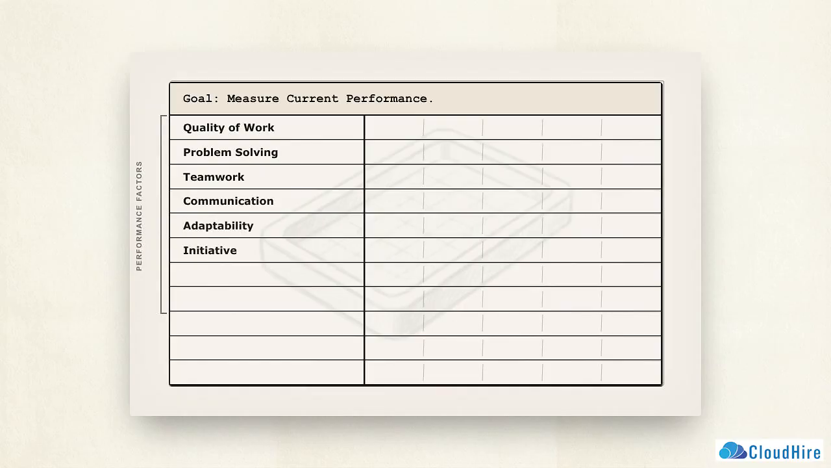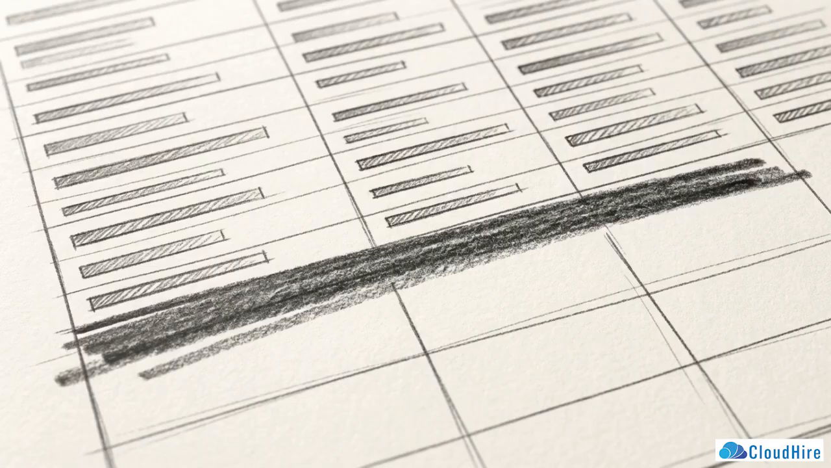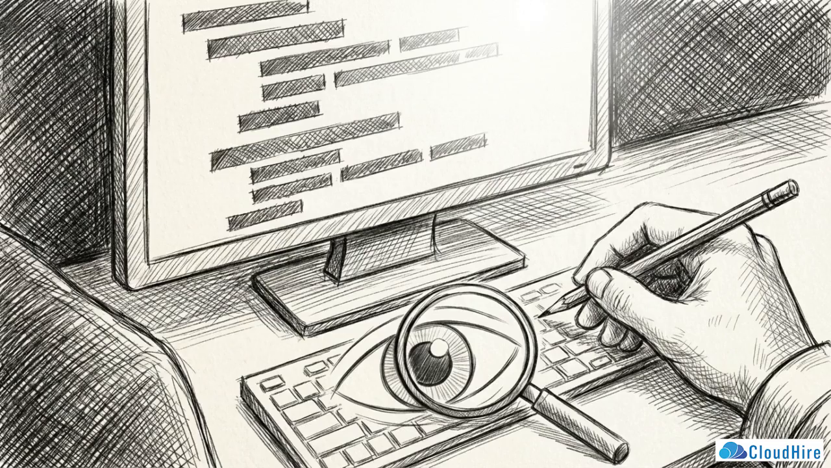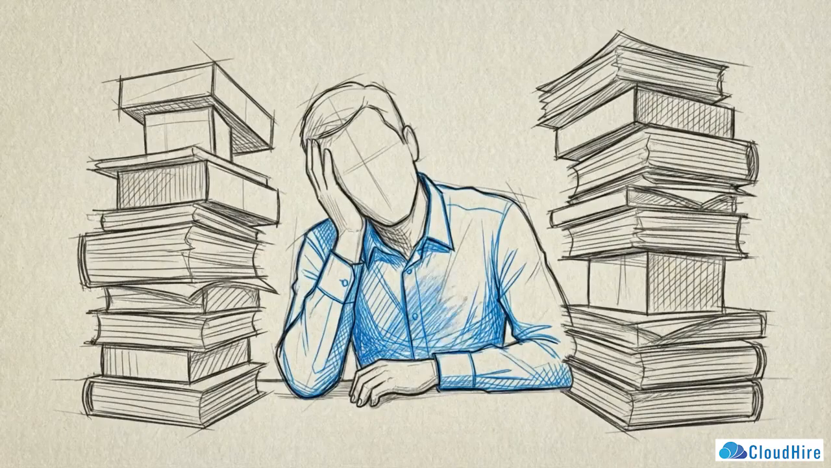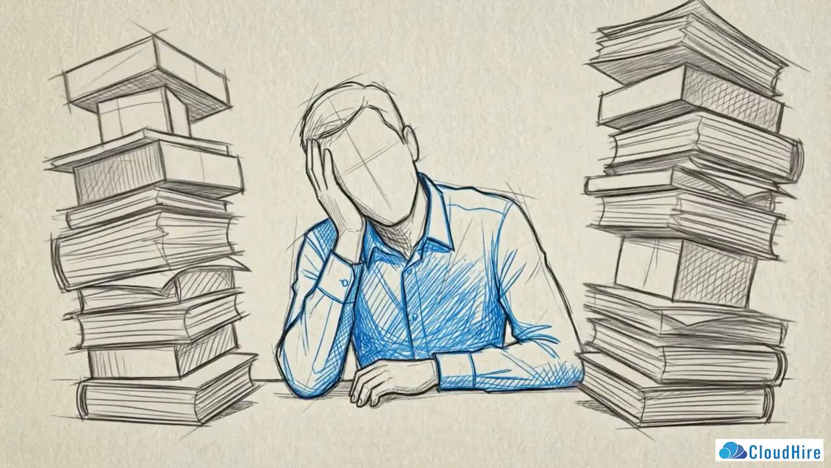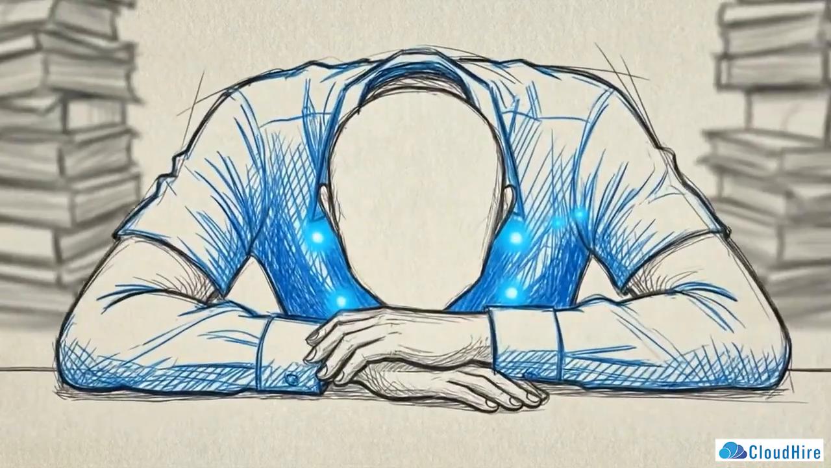Next, populate the left column with role-specific performance factors. You must cap this list, stopping at exactly 8 factors. This limitation forces specificity. Technical roles require accuracy. Client-facing roles need communication. Evaluating too many irrelevant traits overwhelms the manager, dilutes the focus of the review, and ruins the quality of the resulting data.